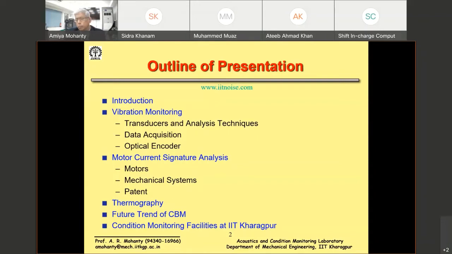Again, this is very, very popular for a quick survey, particularly for electrical loose contacts, because if there is a loose contact, if there is sparking, there is a lot of heat generation.